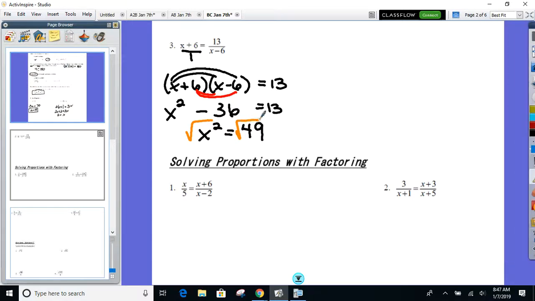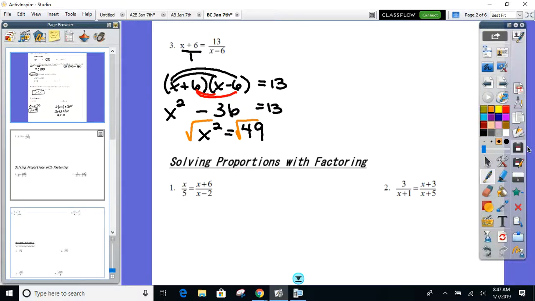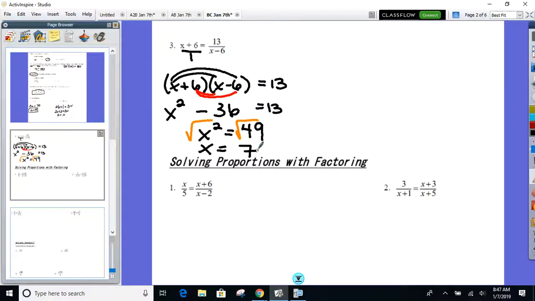Now, if you decide to do it this way, that's fine. You got to be careful, though, because a lot of you are just going to say, hey, x equals 7, I'm good to go. Not the case. Caitlin, what's the problem? Positive or negative 7. Are you guys familiar with this notation, plus or minus? Okay? So anytime you take the square root of a number, you're left with the positive and negative version of it, remember.